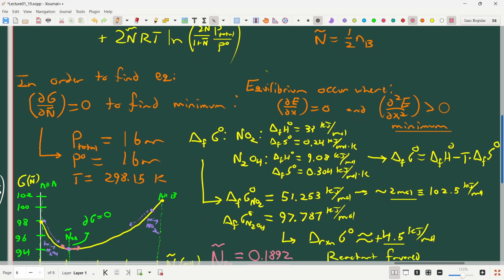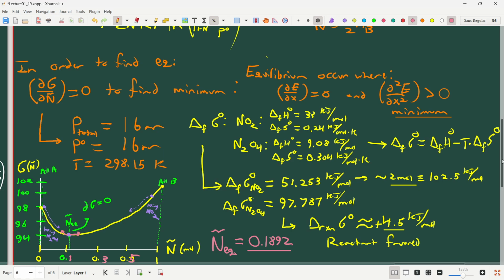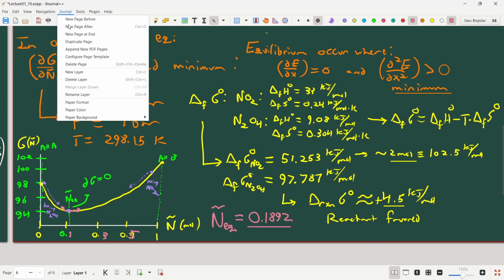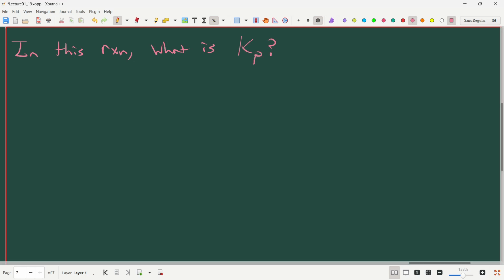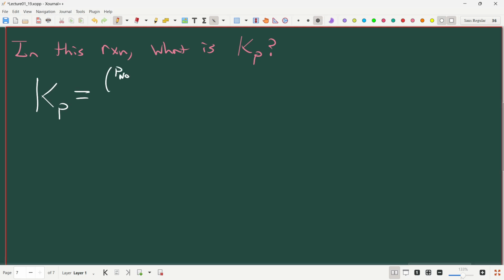All right, so let's think about ICE for a second. So in this reaction, what is Kp, the equilibrium constant? Well, Kp is the partial pressure of the products divided by the standard pressure squared, divided by the partial pressure of N2O4, divided by the standard pressure.